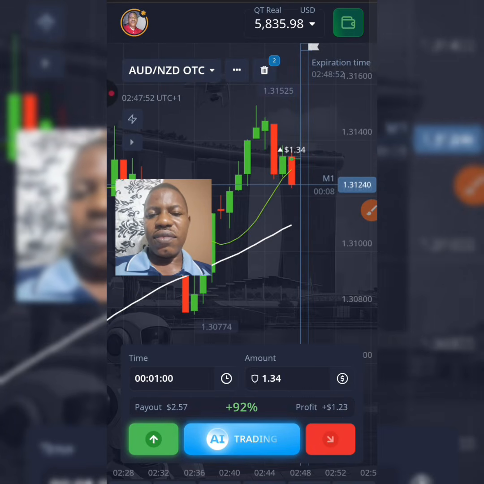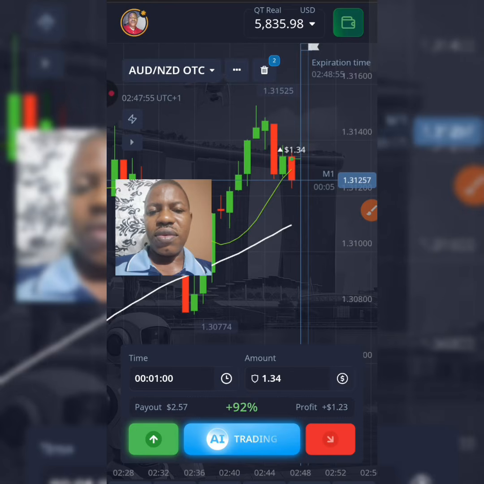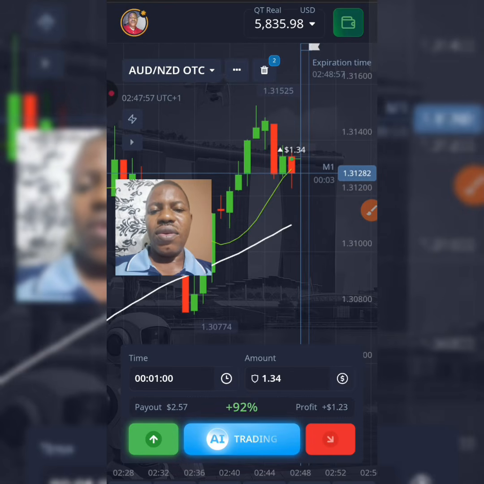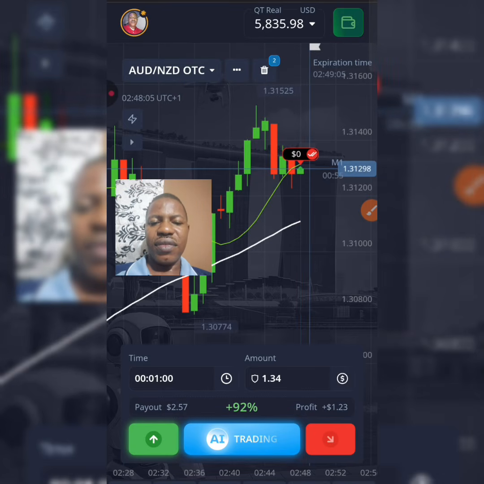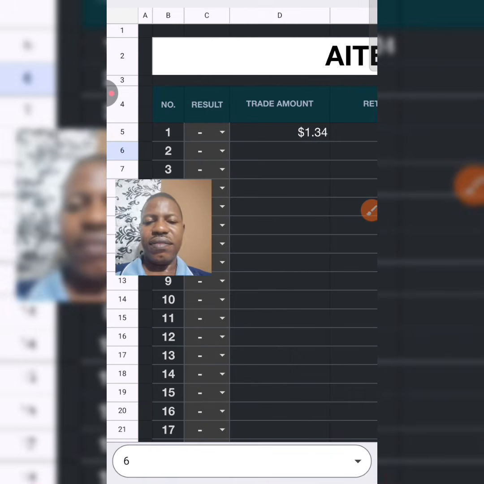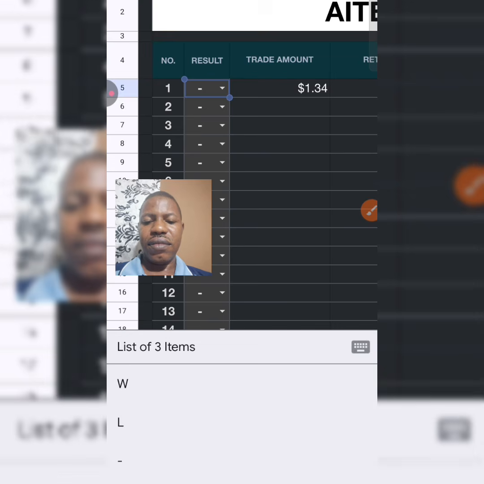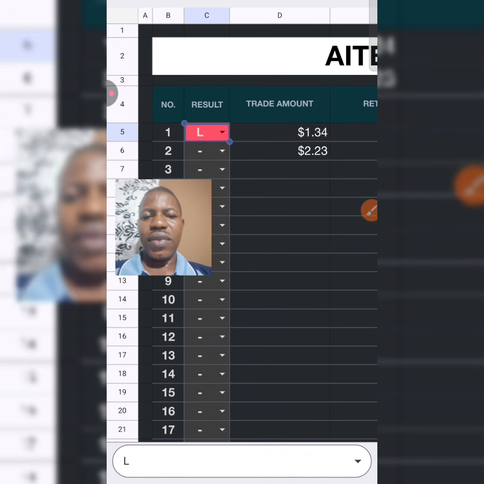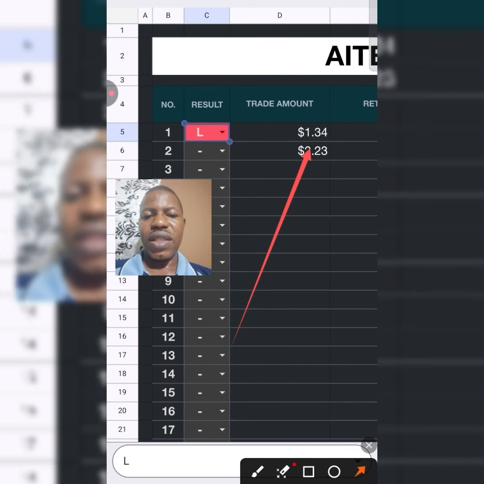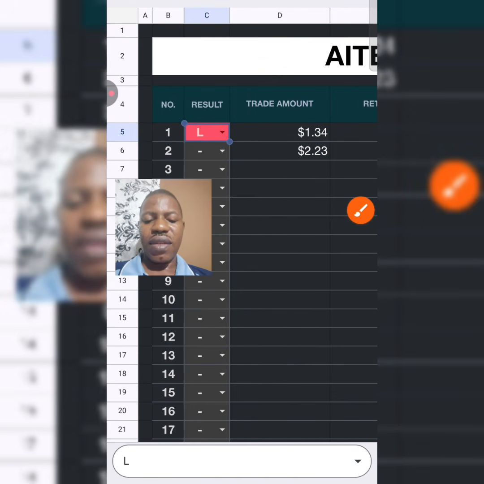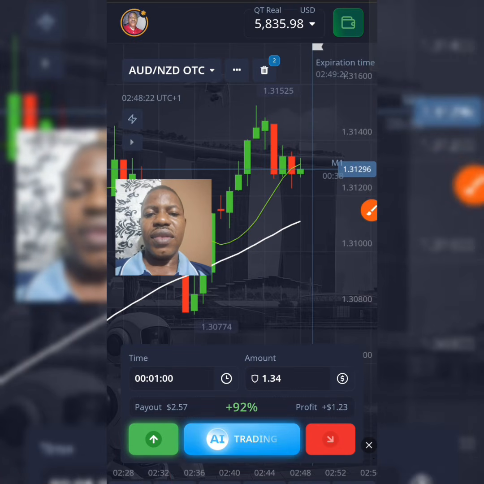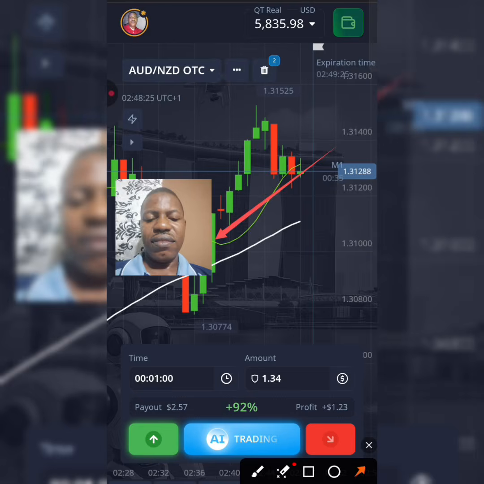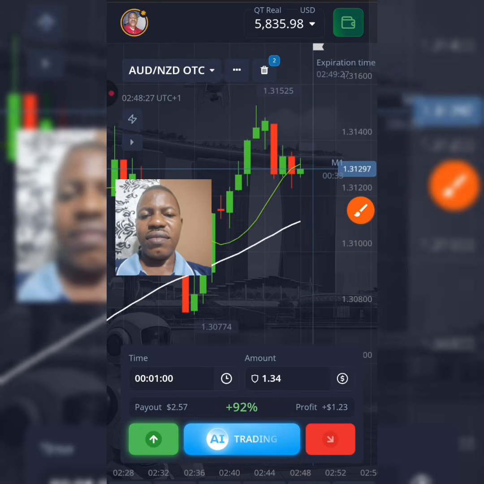Okay, from the look of things, this is a possible loss. So we'll just go to account manager and say that we've lost the first trade. So let's go there. Okay, the next amount we should go with is 2.23. Now, this is not really moving along the green line, so I will have to leave here.